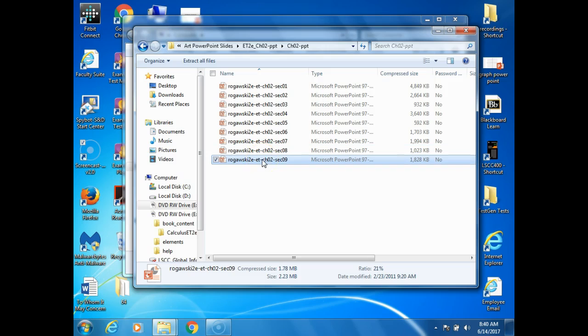Last section here, and I think I've mentioned to you before, I don't know why it's taking so long to open. PowerPoint is being extraordinarily slow today.